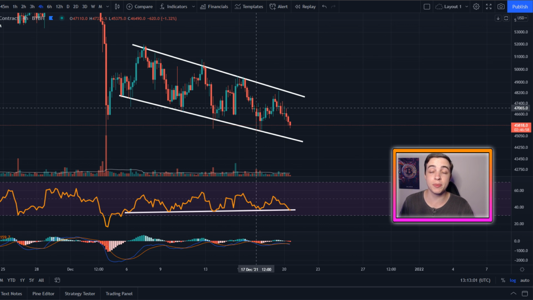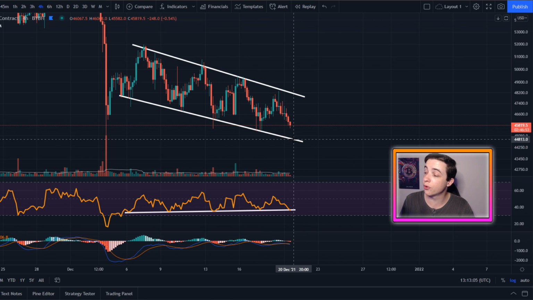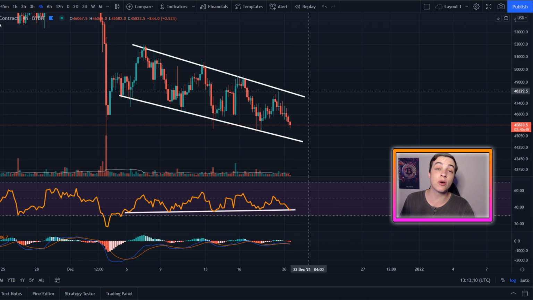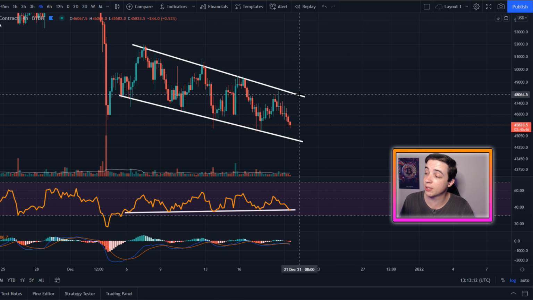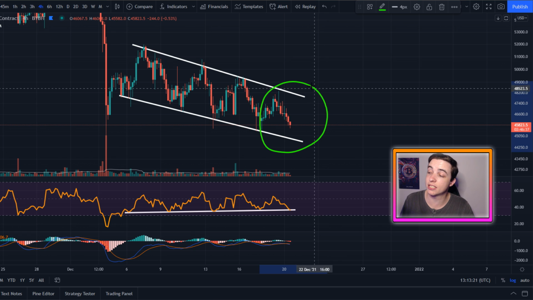But if we do end up forming another lower low, then we have this level of support coming in at around 44.8k approximately, and we also have this descending line of resistance coming in at around 48,000 US dollars. So those are all of the important levels in the immediate short term that I'm paying attention to right now.